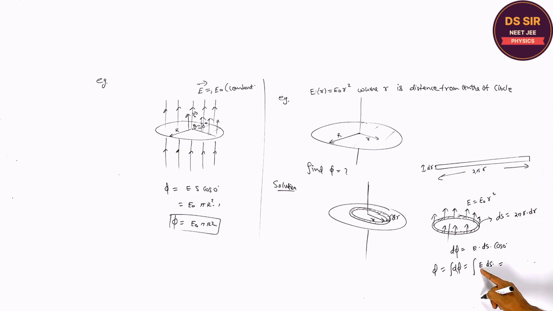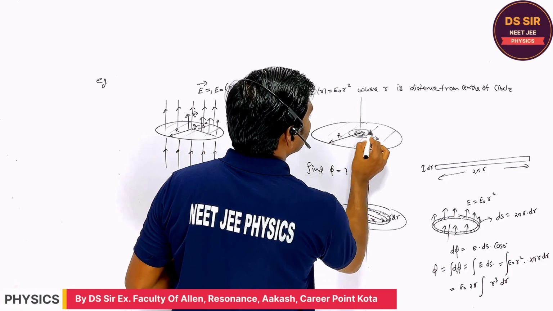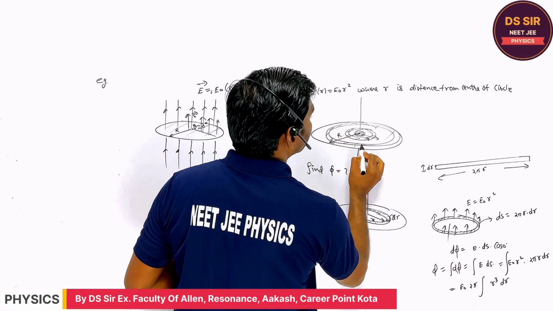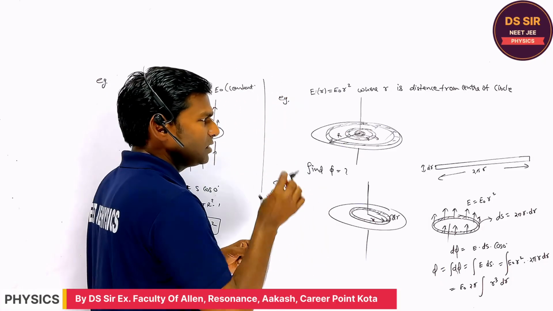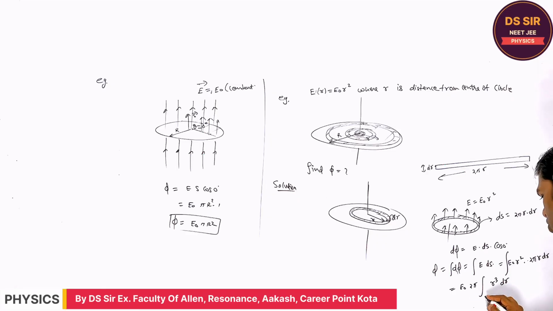So I am writing here, the electric field is not constant. Electric field is E naught into r square multiplied by ds, which is 2 pi r into dr. So the E naught into 2 pi will come out from the integration. It becomes r cube into dr. And these rings extend from r equal to 0 till r equal to capital R. All these are the many small rings. You have to find the integration, so from 0 to capital R you have to integrate this.